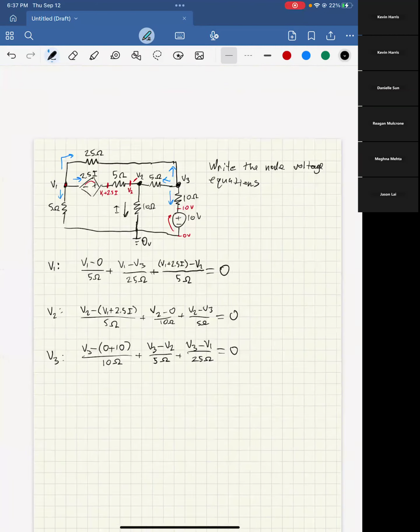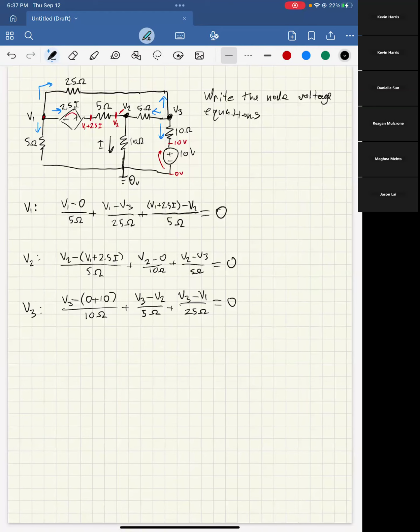And then you might think we're done here, but we have one small minor thing left to do. Right now we have 3 equations and actually 4 unknowns because of this here. So we need to write our dependent source equation, which is simply defining what I is. And as we can pretty clearly see from the circuit, I is just going to be equal to V2 minus 0 volts over 10 ohms.